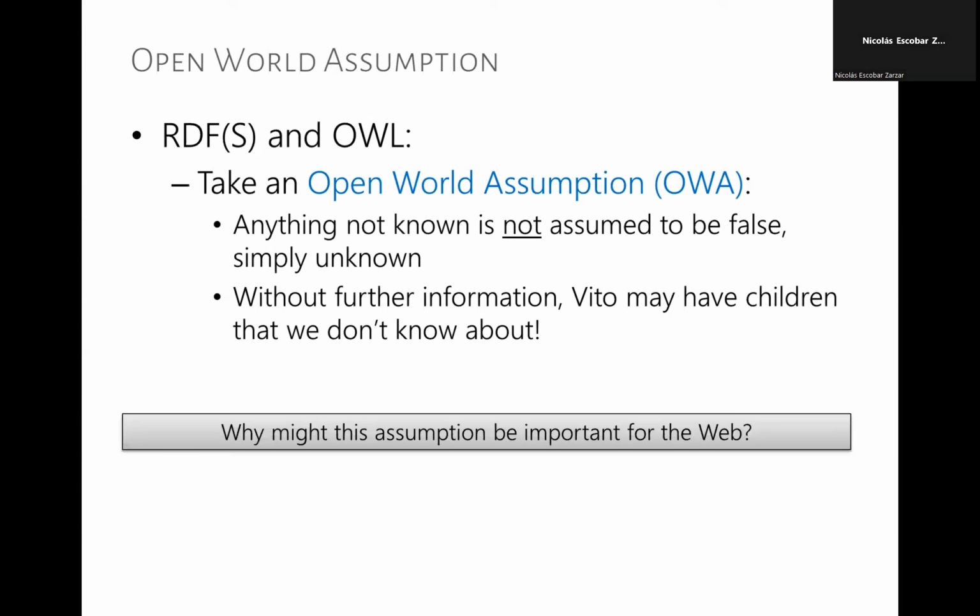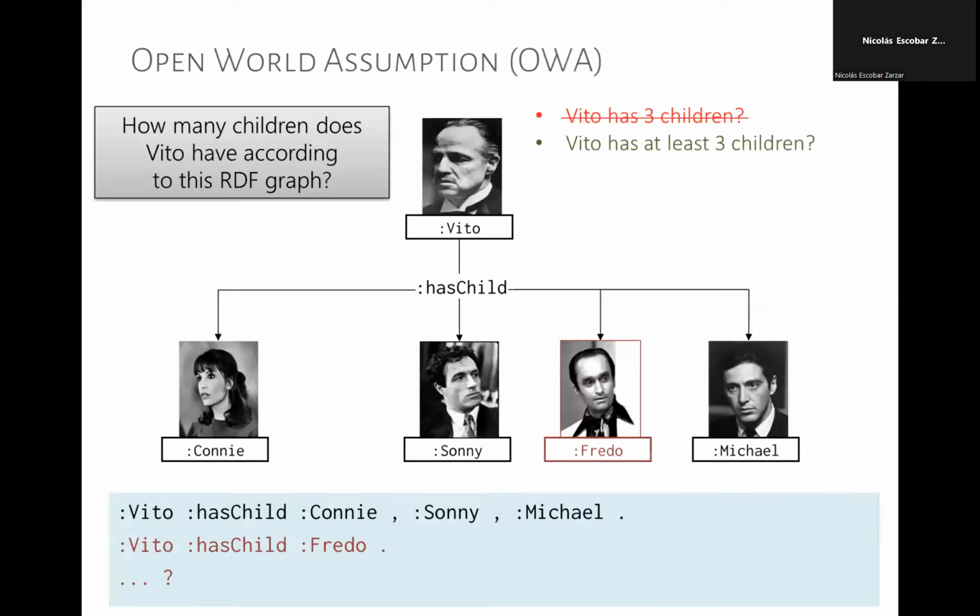Okay, so why might this assumption be important for the web? If we assumed that the data were complete, it would be useful because it would give us additional information. If we assume the data to be complete, then if we have children for Vito, Vito has no more children. So if we were working in a large company and there was a database with an employee table listing all the employees, and we wanted to check if somebody worked at the company, what would we do? We would check the database.